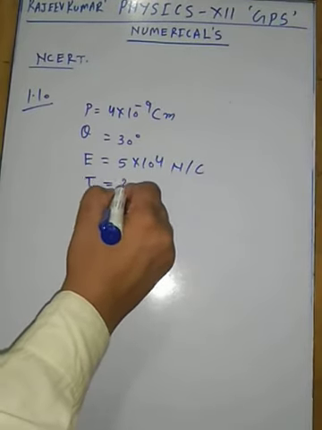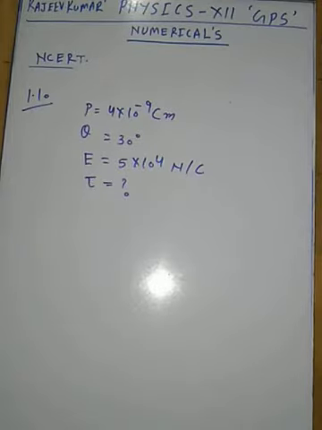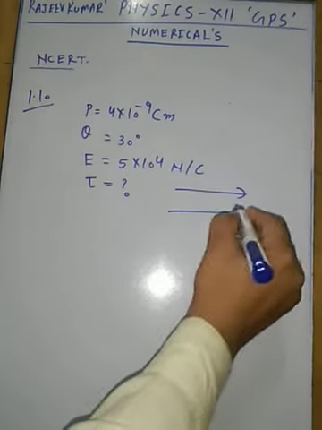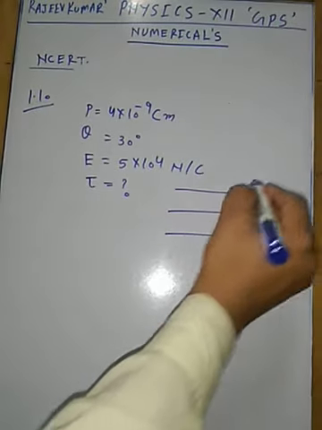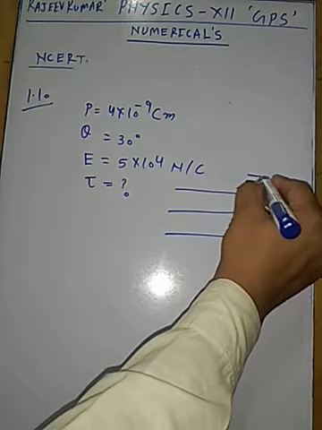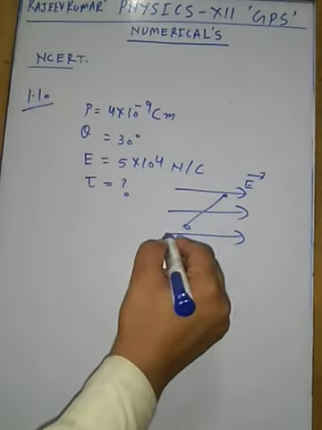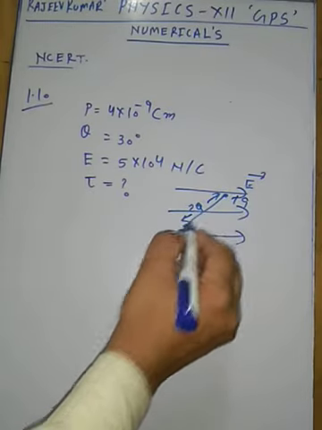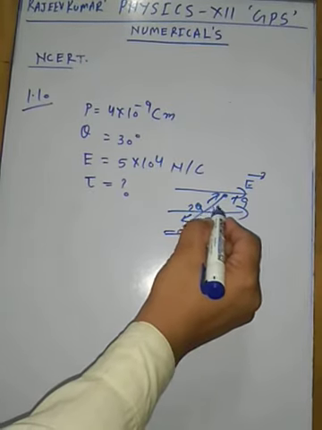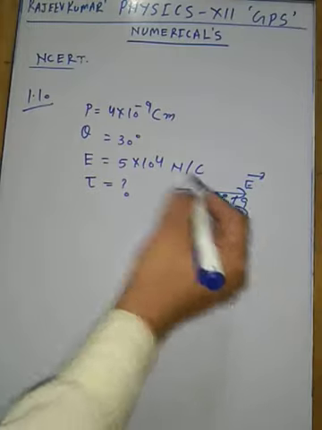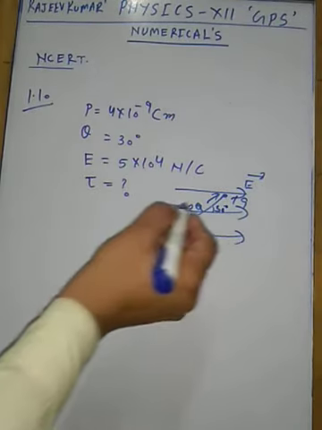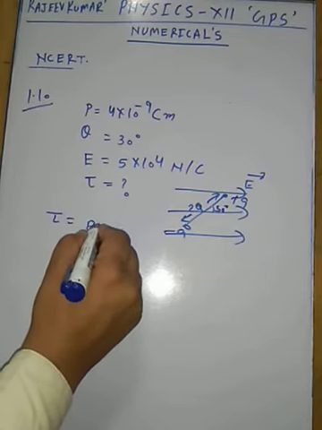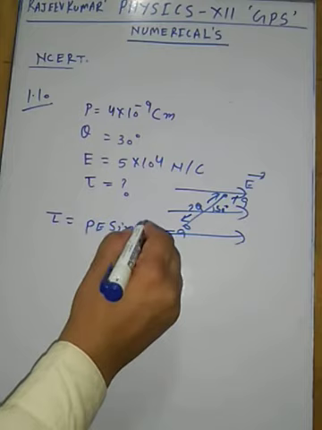Torque is represented by the symbol tau. We have to calculate torque in this relation. Here, according to the question, in a uniform electric field E, there is a dipole with charges minus q and plus q separated by a distance 2a, which is making an angle of 30 degrees with the direction of the electric field. Now we know in this case the magnitude of torque can be calculated as PE sine theta.